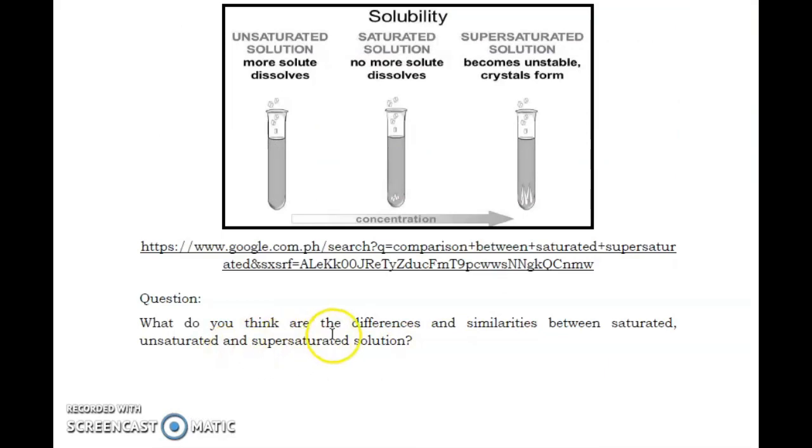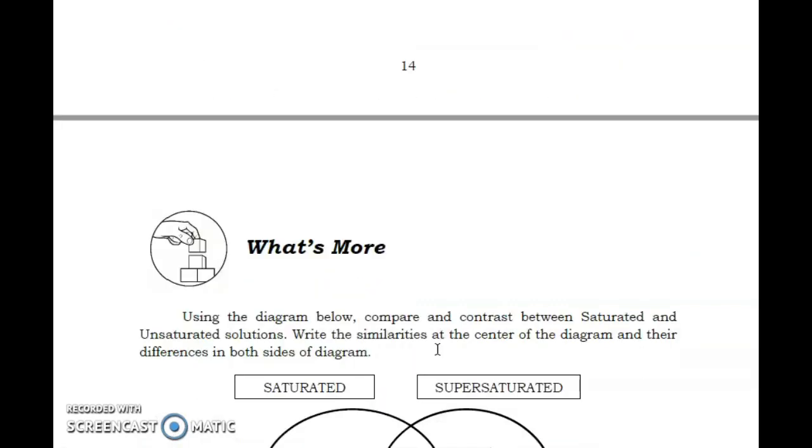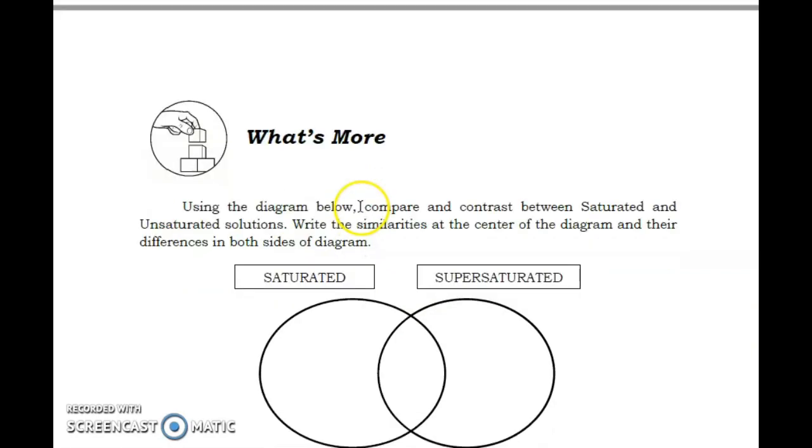So question, what do you think are the differences and similarities between saturated, unsaturated, and supersaturated solutions? Write down your answer in the What's More part. We're going to use a Venn diagram to compare and contrast saturated and unsaturated solutions. Write the similarities at the center of the diagram and their differences on both sides. This one is supersaturated. So the similarities, you're going to write at the center, and the differences of saturated and supersaturated on both sides.